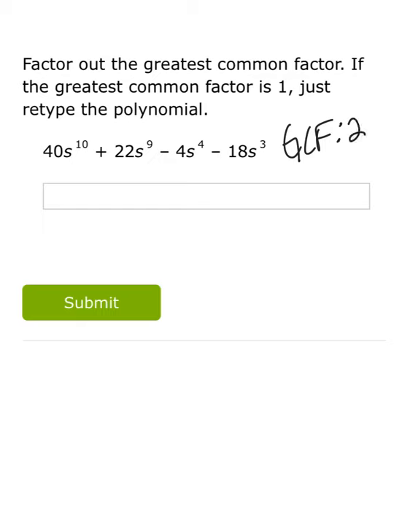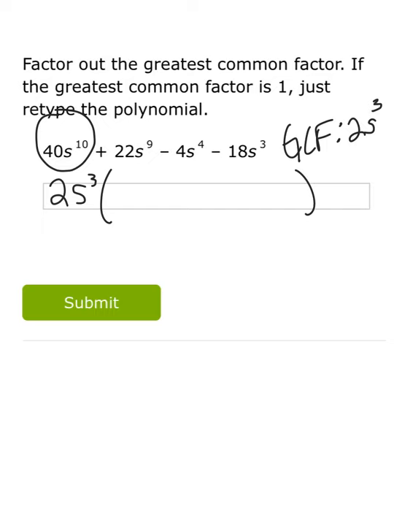And now let's look at the variables. So I have s to the 10th, s to the 9th, s to the 4th, and s cubed. If I were to expand all of these out, they would all have at least 3 s's. So the greatest common factor would have to be 2s cubed. So I'm going to divide each one of these terms by 2s cubed. Let's start with the first one.